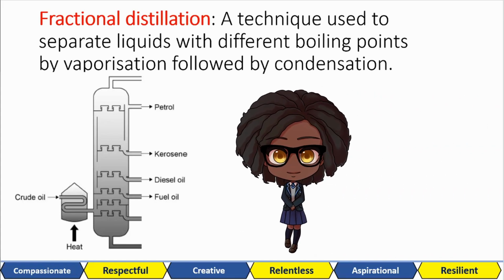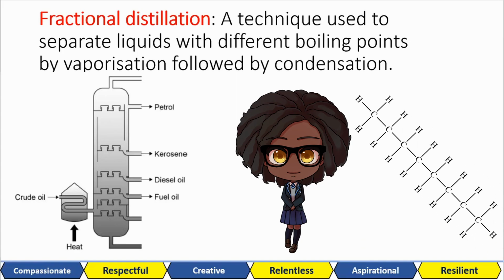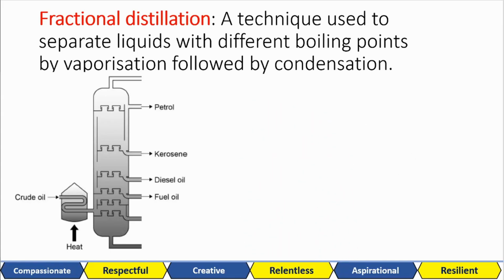So Tatiana, where would you expect larger molecules to condense in our fractionating columns? The bottom part is hotter. The larger molecules have higher boiling points. This means that they will condense closer to the bottom. You are a genius!